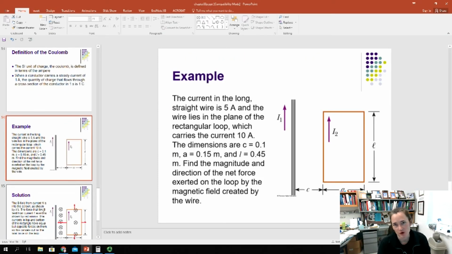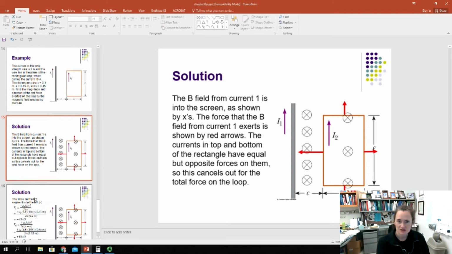Let me do an example problem for you because of course they're worth a million words. The current in the long straight wire is 5 amps, and the wire lies in the plane of a rectangular loop. The rectangular loop carries a current of 10 amps. The dimensions of that rectangular loop are C equal to 0.1 meters. That's the distance from the long wire to the left-hand side of your loop. And A is 0.15 meters. That's the width of your loop. And L is 0.45 meters. That's the length of the loop. So find the magnitude and direction of the net force exerted on the loop by the magnetic field created by the wire. Okay? Here we go.